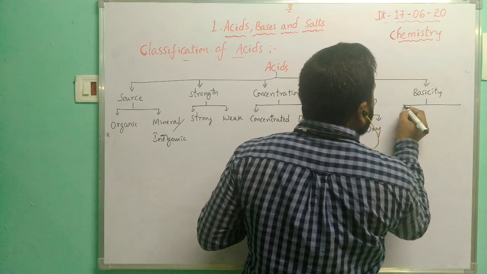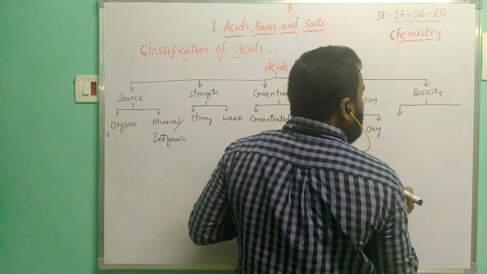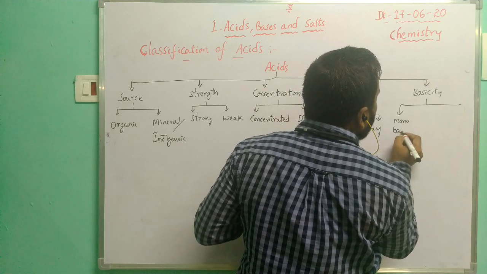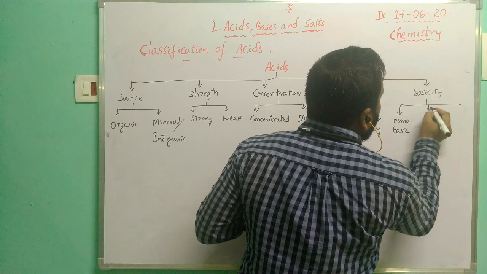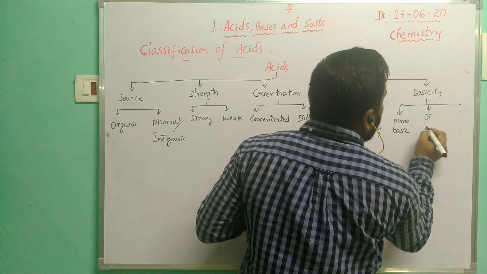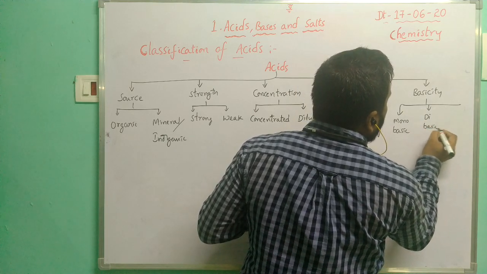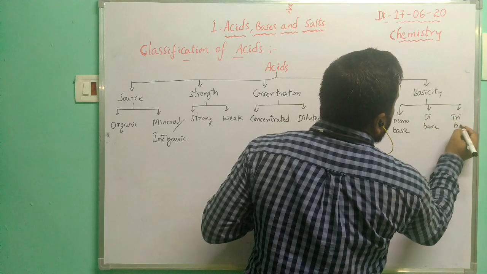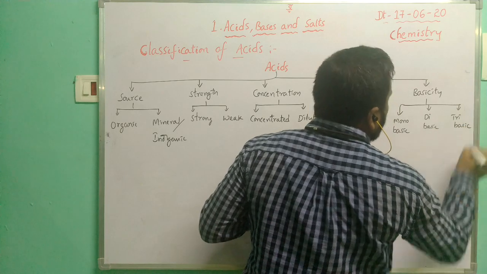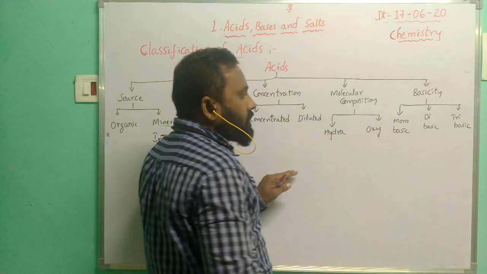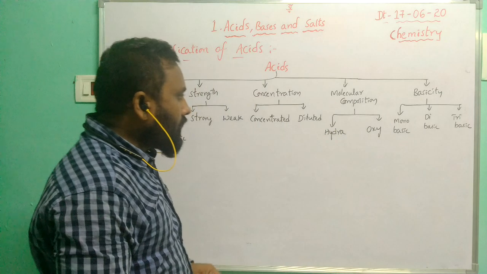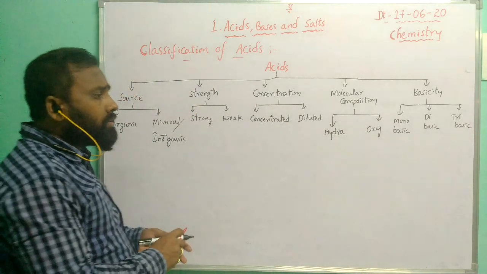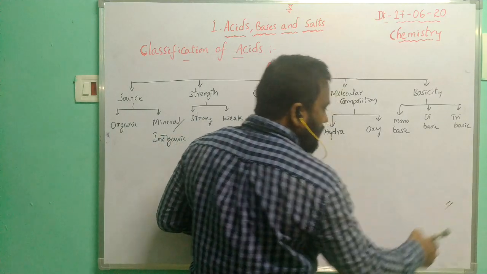Based upon the basicity, acids are classified into three types: monobasic, dibasic, and also tribasic. Okay, this is the classification. And now I would like to explain the classifications individually.